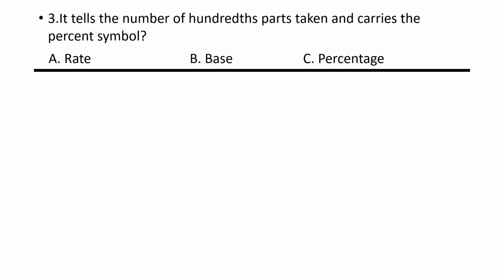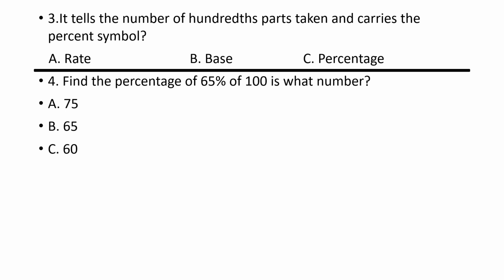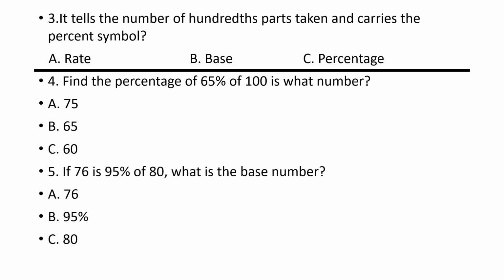Number 3. It tells the number of hundredths part taken and carries the percent symbol. A. Rate. B. Base. C. Percentage. Number 4. Find the percentage of 65% of 100 is what number? A. 75. B. 65. C. 60. Number 5. If 76 is 95% of 80, what is the base number? A. 76. B. 95%. C. 80.